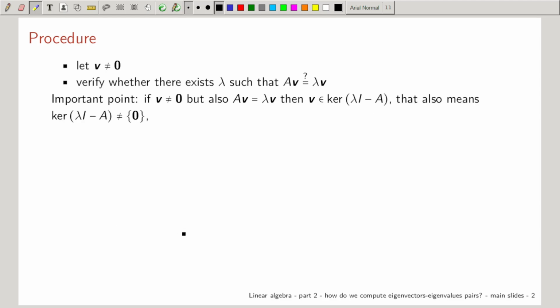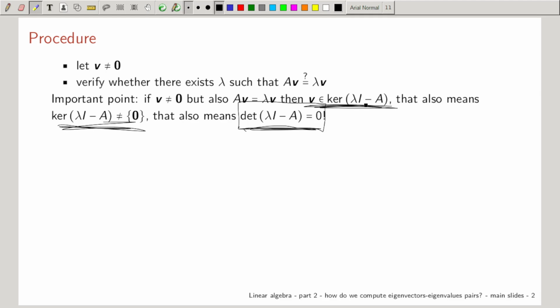That means that we need to check whether the kernel of this modified matrix is non-trivial. True? Because this means that there will be a v that satisfies this for that specific lambda. And notice that here I can put a lambda or another lambda and verify whether this is happening or not.